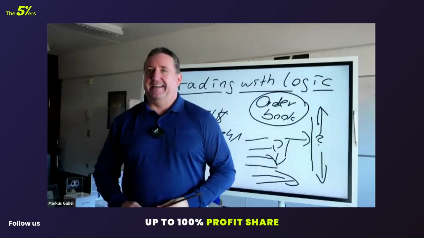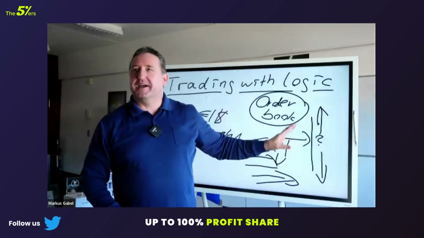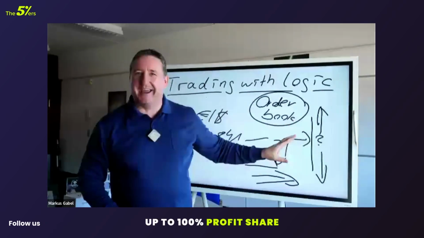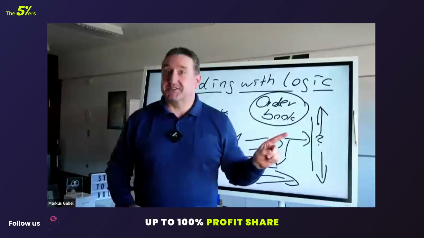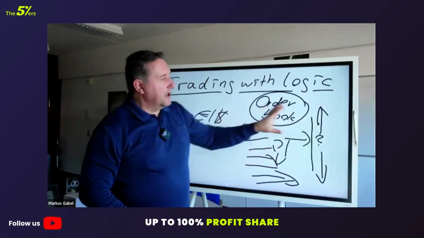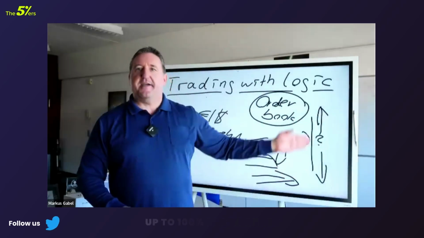Why? The reason why you want to buy, basically no one cares. Absolutely no one cares. But you should care about it, but no one else cares. So the order book is the beginning and the end, and the price.